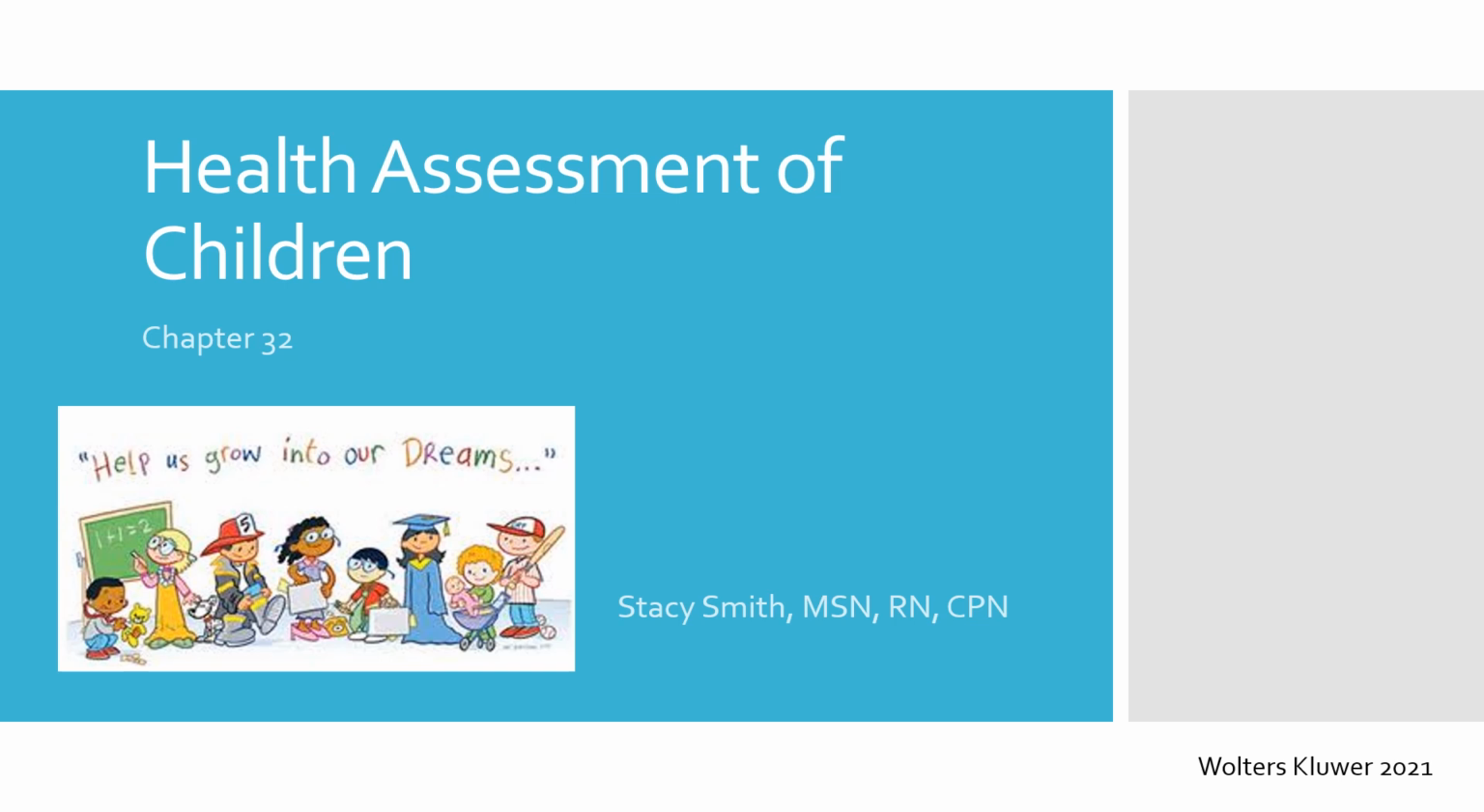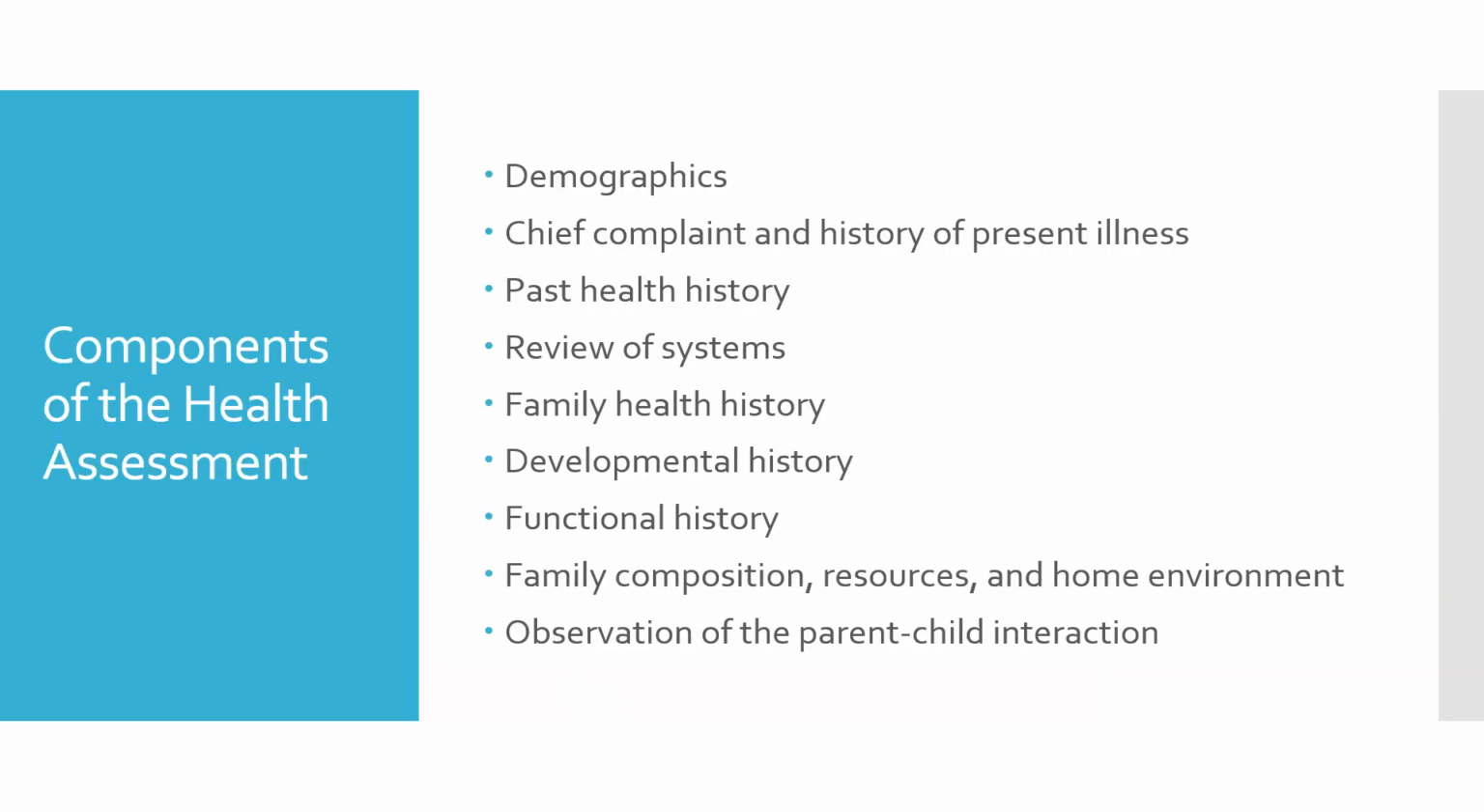Hi guys, we're going to talk about chapter 32, and this is looking at health assessment of children. And we know assessment involves many components. It involves the health history, observation of the parent-child interactions, assessment of the child's emotional, psychological, cognitive, and social development, and then actually doing that physical assessment. So let's get started here.